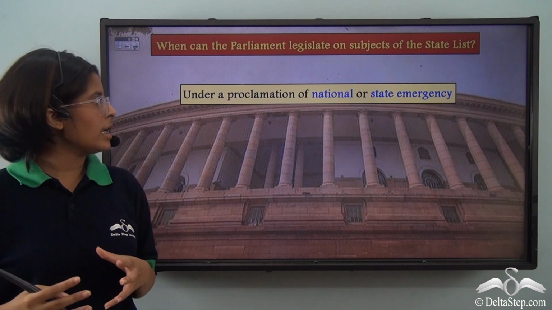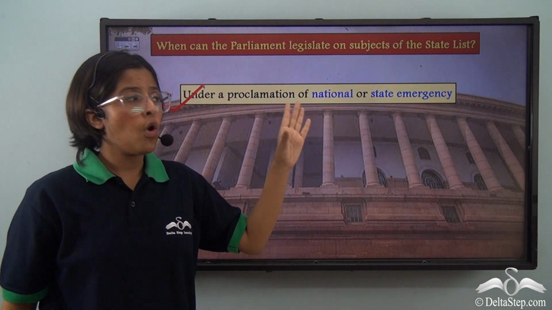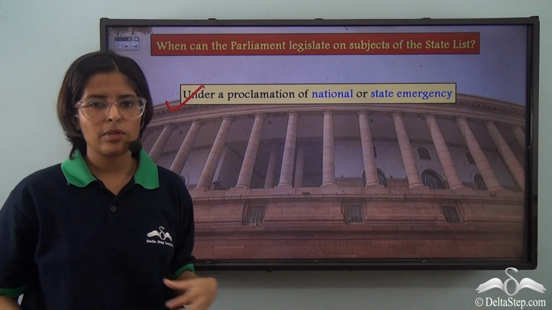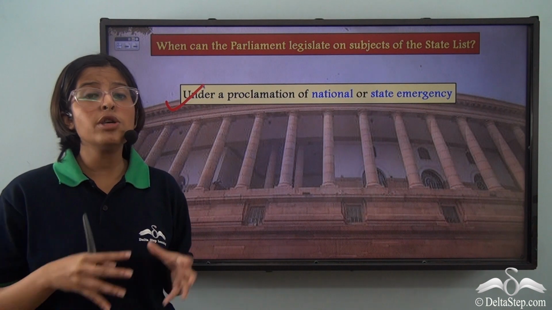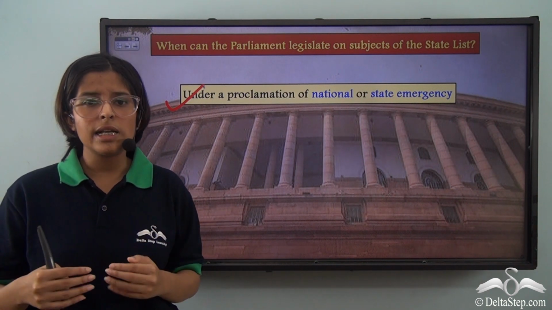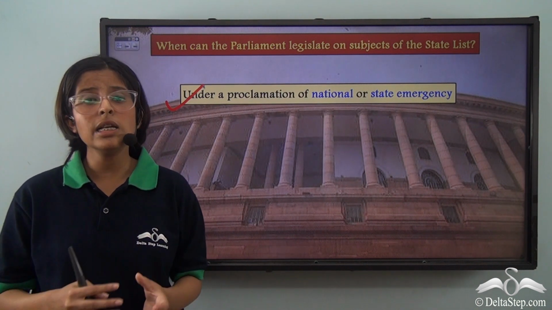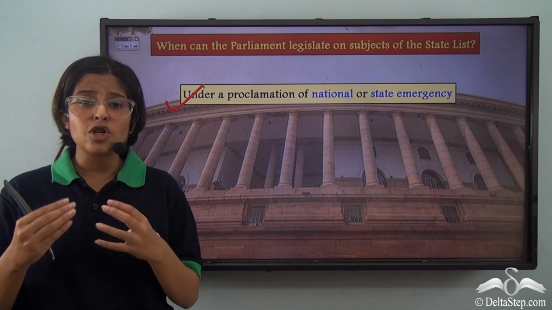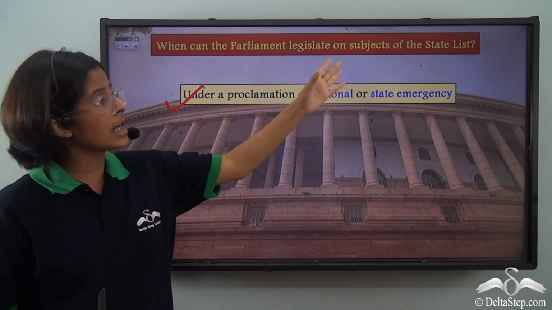So the first one is under a proclamation of national or state emergency. So when there is an emergency in the country, there needs to be uniform laws throughout the country. So individual states cannot legislate on matters. So during an emergency, the parliament or the national body gets to legislate on the subjects of the state list.